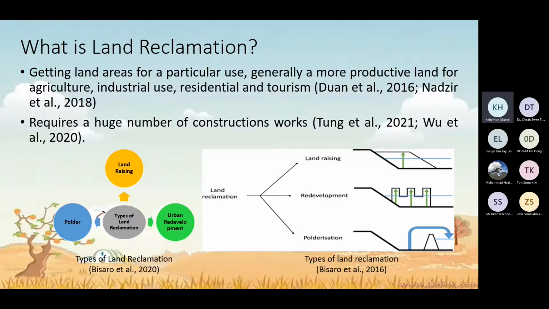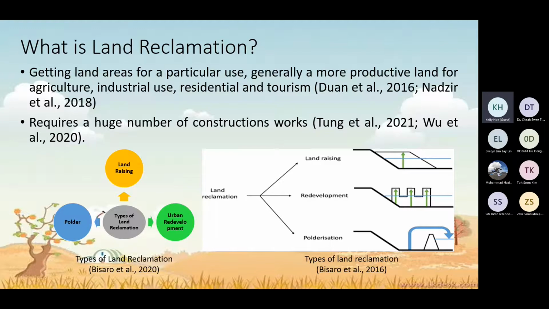Land reclamation is getting land area for a particular use, generally more productive land for agriculture, industrial use, residential, and tourism. Land reclamation requires a large number of construction workers. Based on the research, there are three main types of land reclamation, which are land rising, urban redevelopment, and polder.